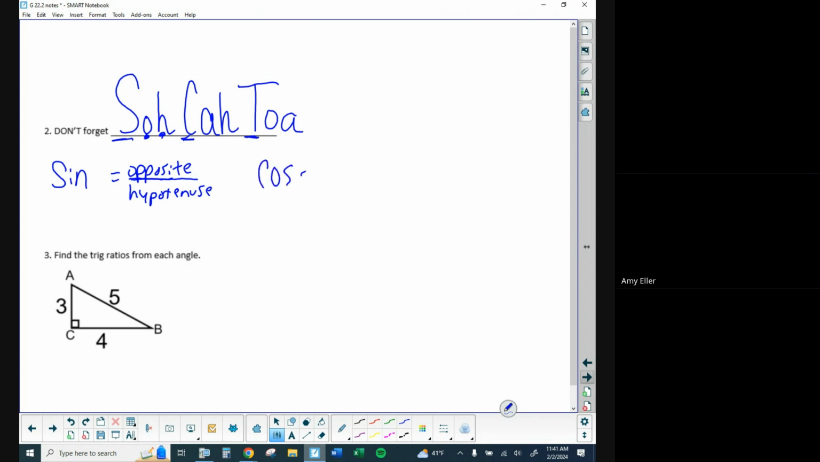Cosine is the ratio of two sides. The adjacent over hypotenuse. I bet you can guess the last one. Tan is a ratio of two sides. What do you think? Opposite over adjacent.